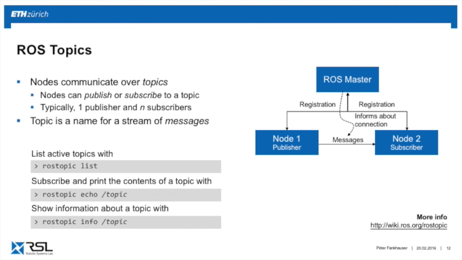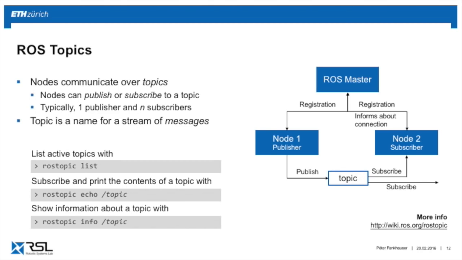tell, okay, I'm a publisher on this topic. And ROS node 2 can subscribe to this topic. So the message flows from the publisher to the subscriber. And the ROS master makes sure to inform about this connection.